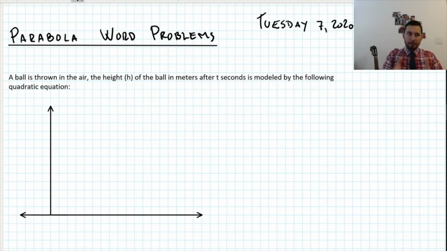And again, always is not a good word, but for Algebra 1, 90% of the time these problems look the same. So now this problem here says a ball is thrown in the air. The height h of the ball in meters after t seconds is modeled by the following quadratic equation. Now I don't have a quadratic equation. I didn't put an equation per se. And I also haven't asked you any questions.